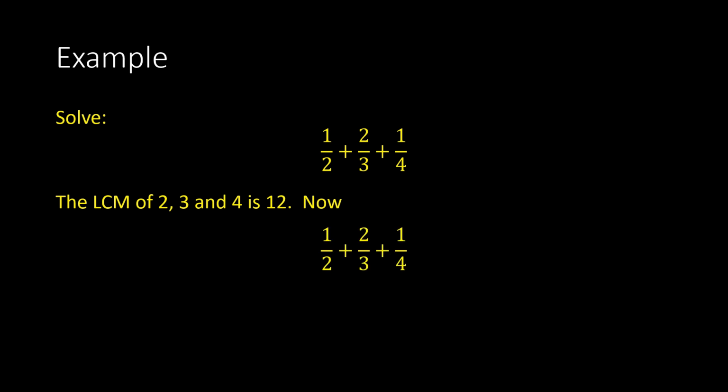Let's do this. We're going to multiply the numerator and denominator of 1 over 2 by the same number 6 to give a half equals 6 over 12. Similarly, we're going to multiply the numerator and denominator of 2 over 3 by the same number 4 to give 2 over 3 equals 8 over 12. And finally, we're going to multiply the numerator and denominator of 1 over 4 by the same number 3 to give 1 over 4 equals 3 over 12.